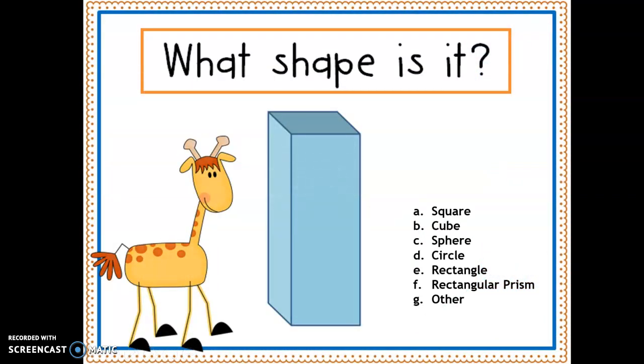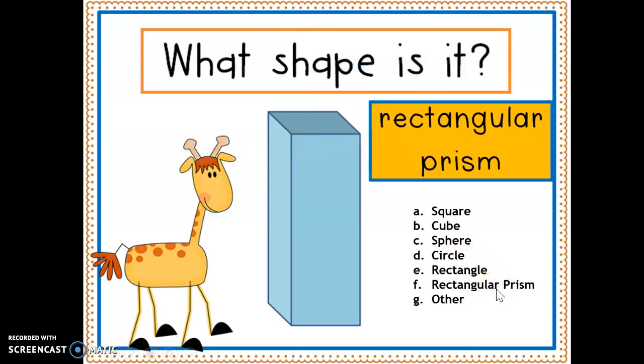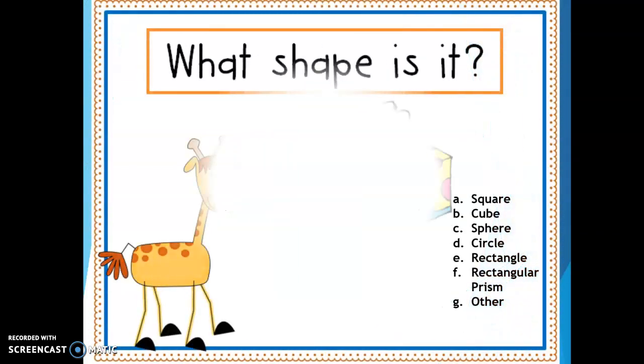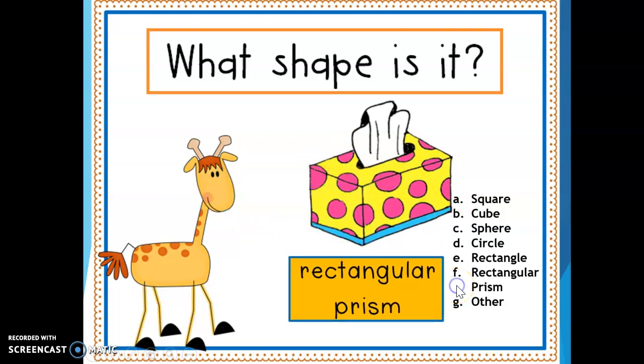What shape is it? Looks like a block or a Jenga piece. Looks like it could be a Lego. If you said F, rectangular prism, you are correct. That's a sideways tissue box. Oh, speaking of tissue boxes, notice this one. It has rectangles on some of the sides and squares on some of the sides. If you said F, rectangular prism, you are correct.